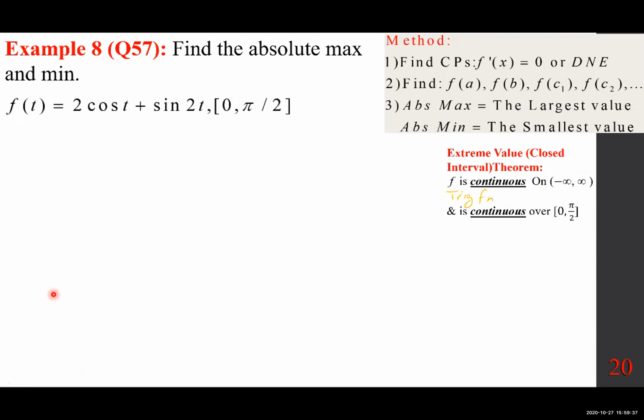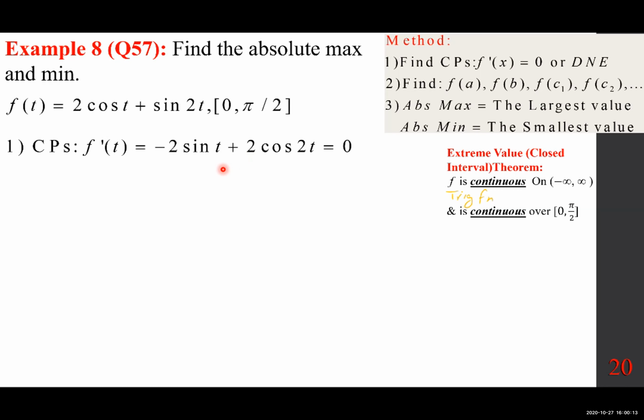All right, so let's go with the first step. CPs, that means we have to go with f prime. So when we differentiate this, 2 times cosine gives us negative sine, and then plus sine gives us cosine 2t, and then times 2. So one more time, 2 times negative sine, so negative 2 sine. Sine gives us cosine 2t. By the chain rule, we need the 2 times 2. So this is f prime of t.